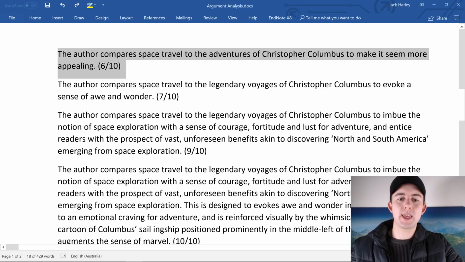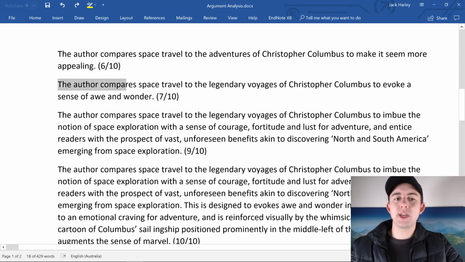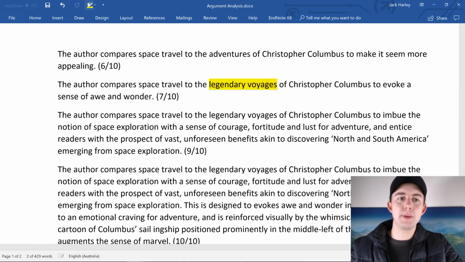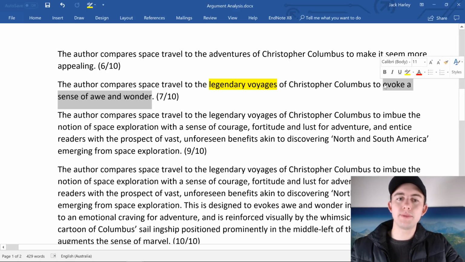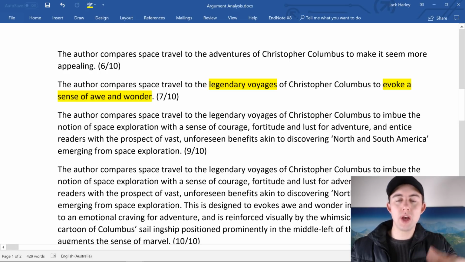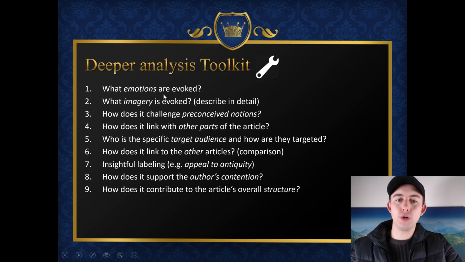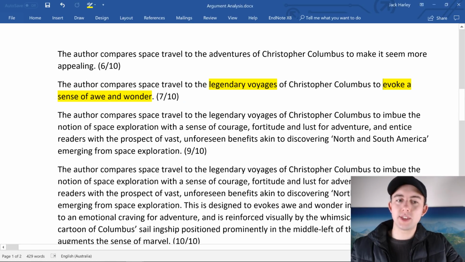So let's go back here and look at the next one. Here we've said the author compares space travel to the legendary voyages of Christopher Columbus to evoke a sense of awe and wonder. So that's a little bit stronger than the previous one. Still not incredible, but it's a bit stronger because we've targeted what emotions are evoked: a sense of awe and wonder. So it's a bit more specific than just saying it's appealing.